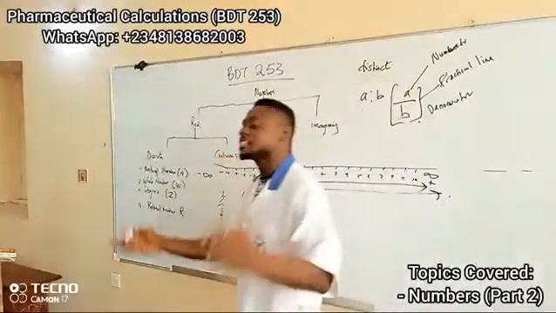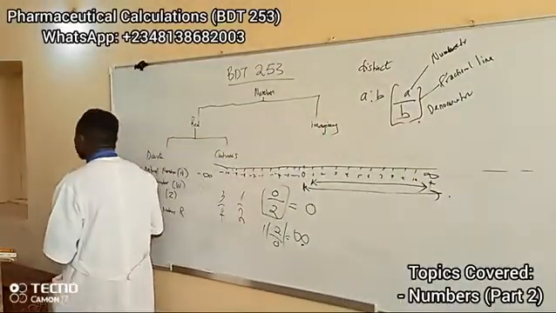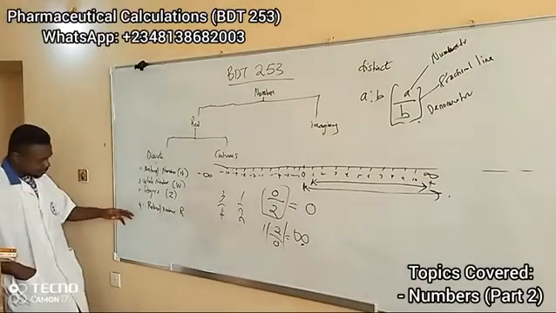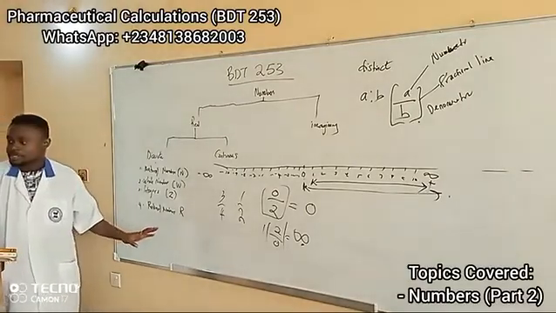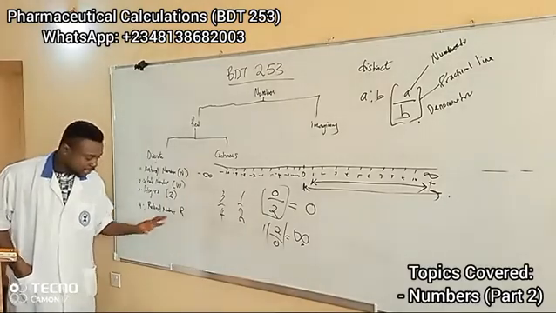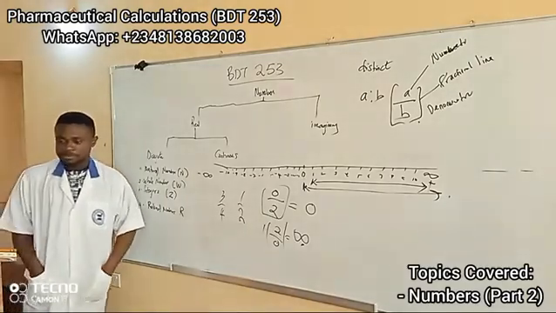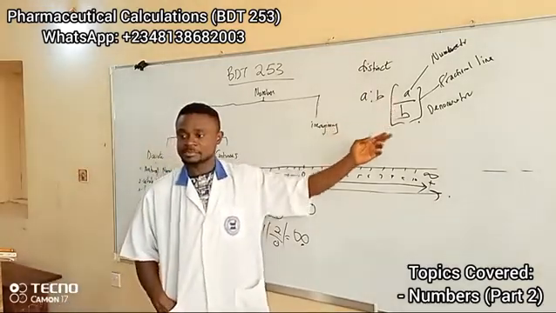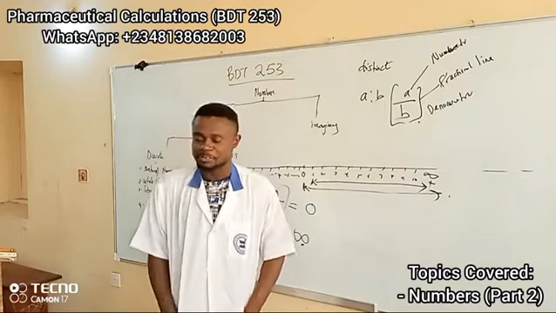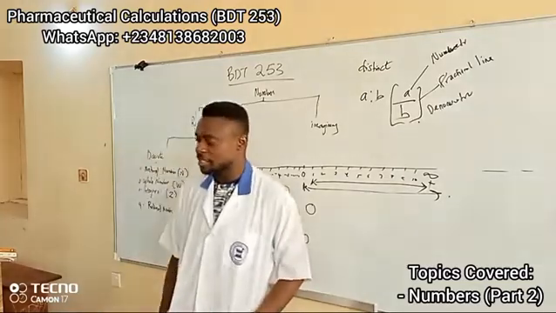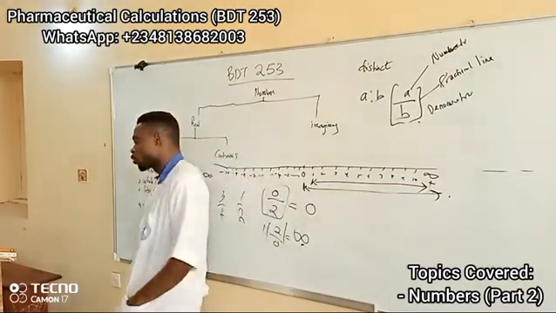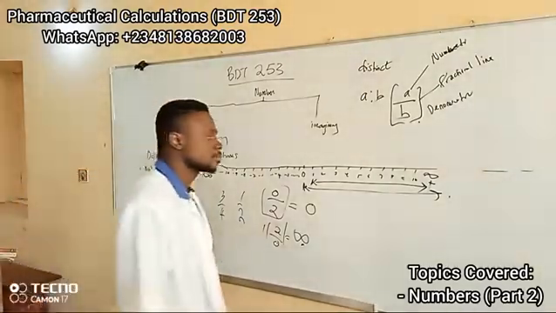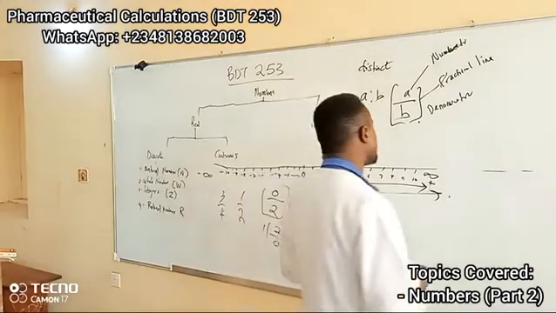So having established that rational numbers are fractions, let us now go a step deeper. I've established that fractions exist like this, right? Now there are two main categories of fractions: decimal fractions and common fractions.